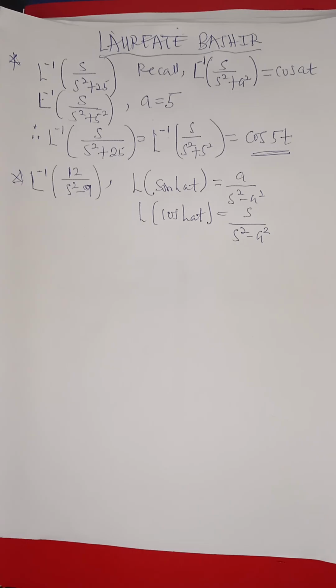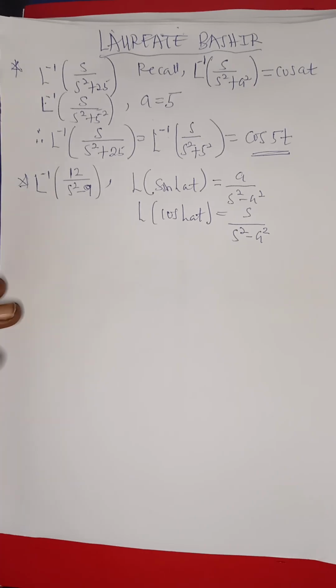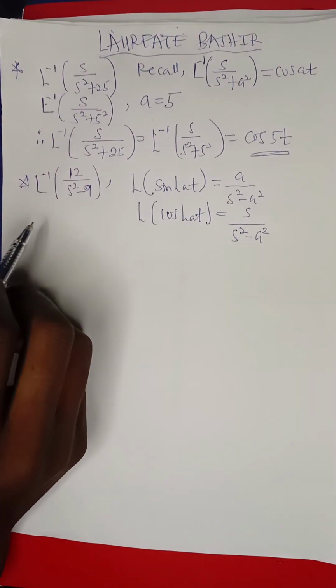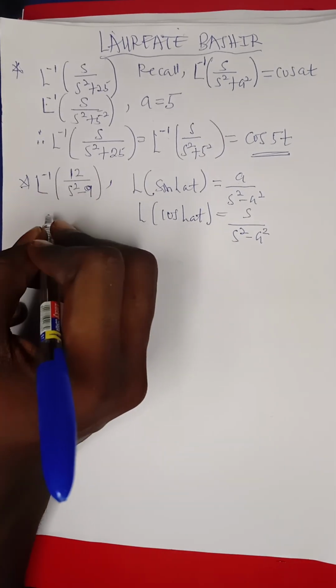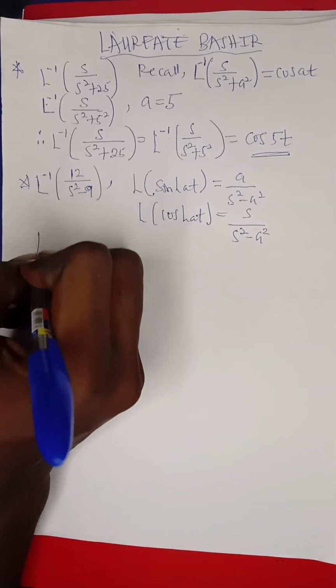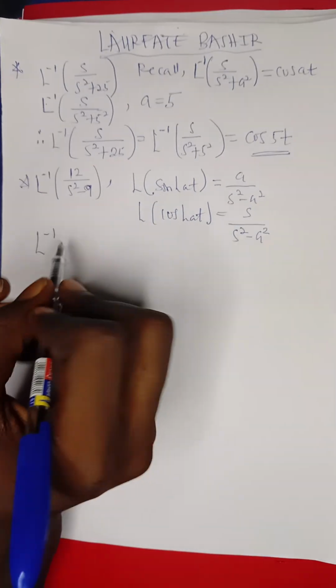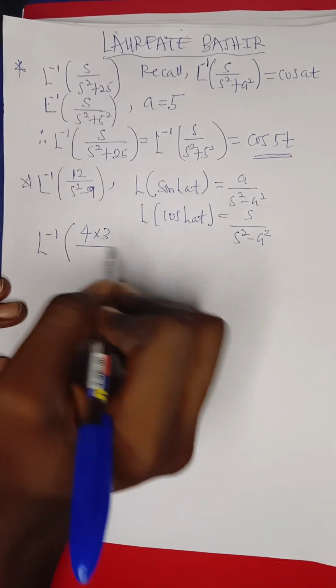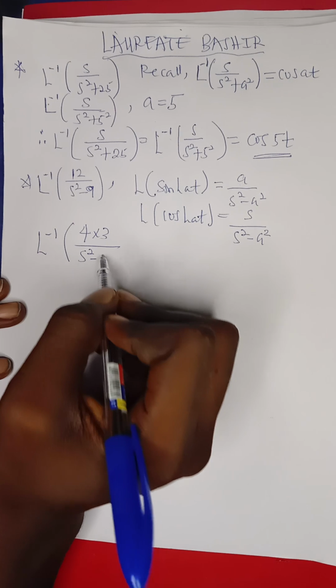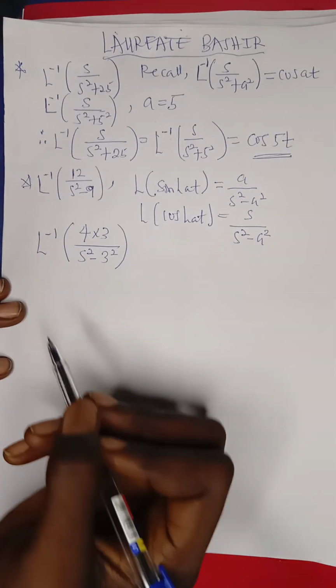Now, how do you make it to be the same thing? That's where you're going to do something. So how do you make it? Okay, let's see something. From this place, I'm having between two functions, right? You know this 12. 12 is the same thing as what? So I can have it as Laplace inverse of, open bracket, 12 is the same thing as 4 times 3, right? Over s square minus 9, and 9 is the same thing as 3 square, right?